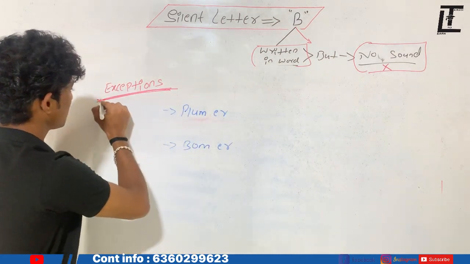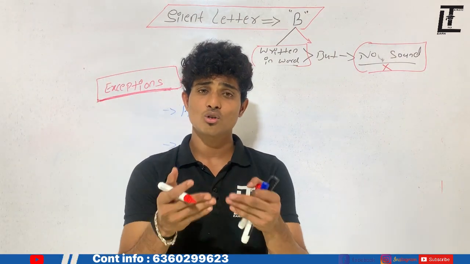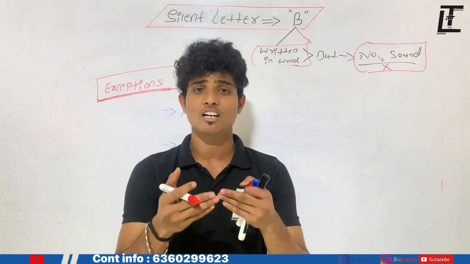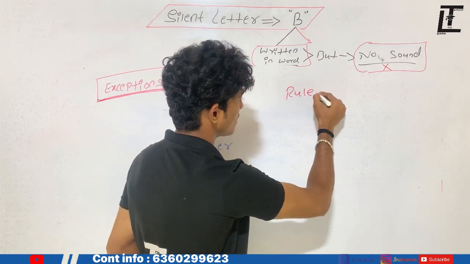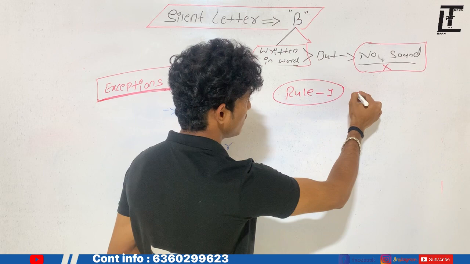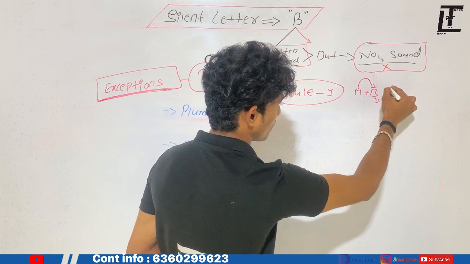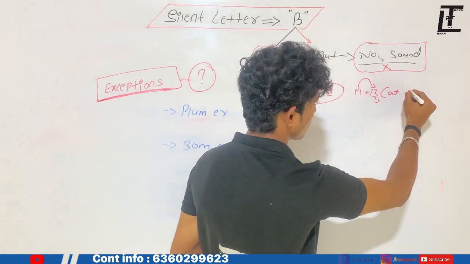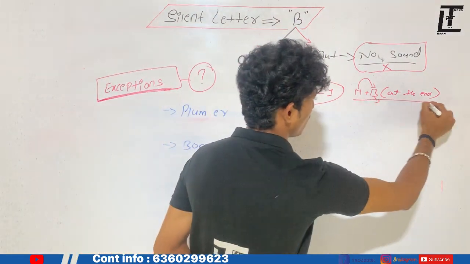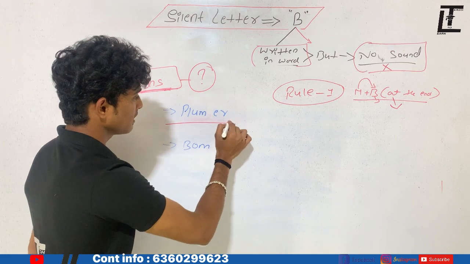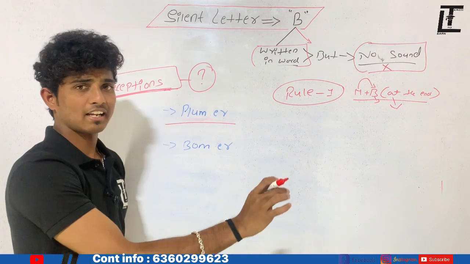Firstly, we have to understand what these exceptions are. An exception is something which is not considered, something which does not come under the rule. For example, our first rule was on the B. What was rule number 1? Letter B is silent when it comes after the M, at the end of the word. But the words written here do not come under rule number 1. This is what is called the exception.